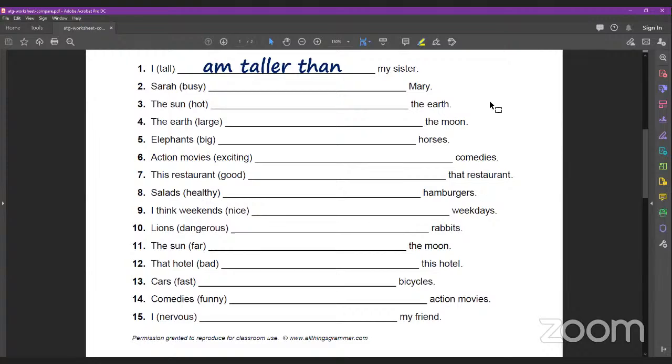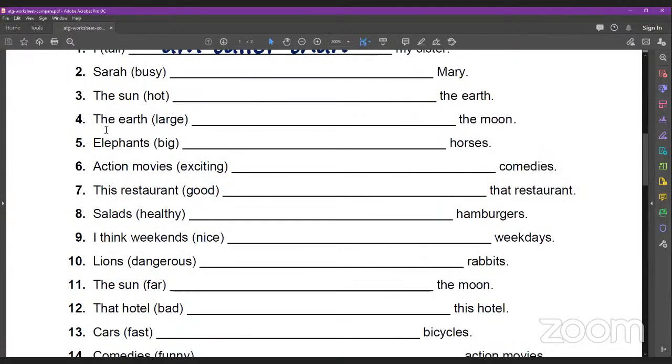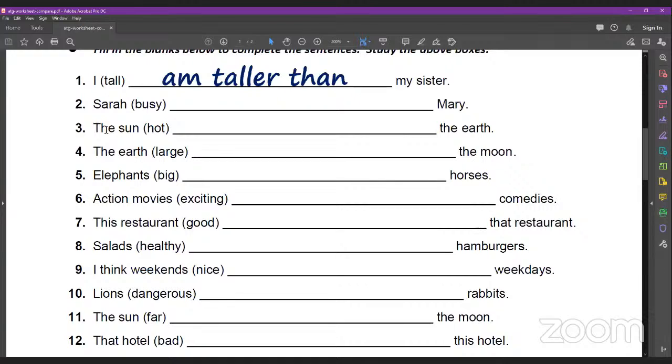Let's do it. Let's take exercise number 1 as an example. I want you to look at the adjective number 1. Tall. We use the comparative form. I am taller than my sister. Period.